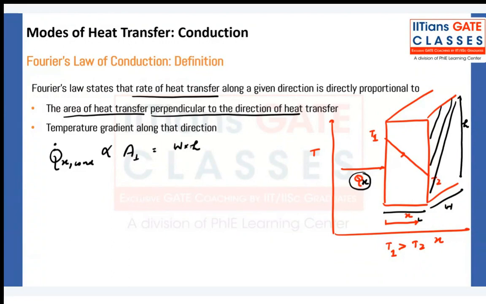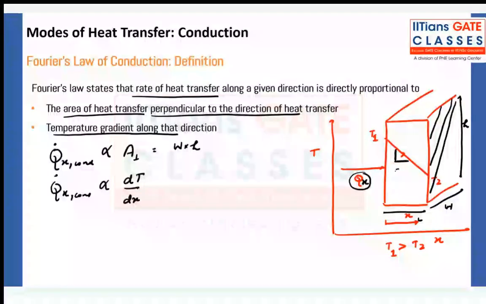Then it also says that it is proportional to the temperature gradient along that direction. Temperature gradient, dT by dx. Now what is dT by dx? At any point, this is your dT, change in temperature, and this is your dx, a small change in x. This is called the temperature gradient.